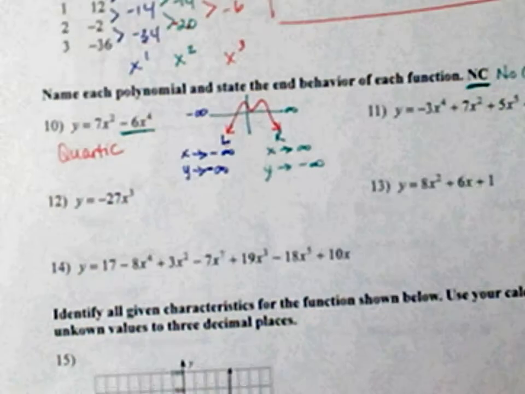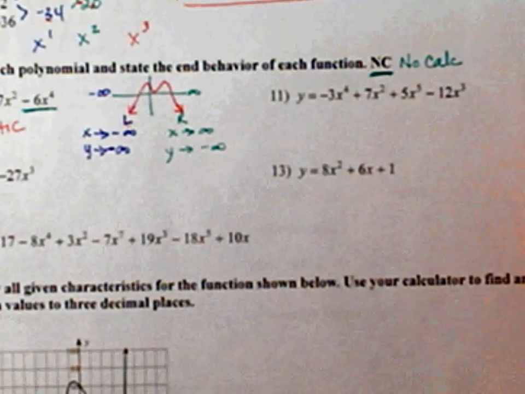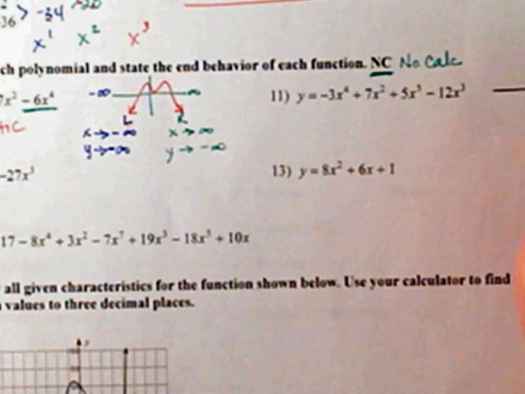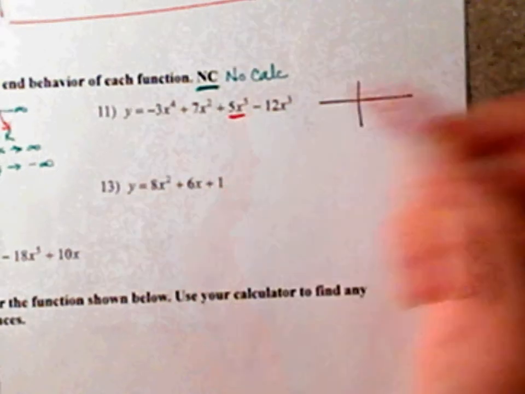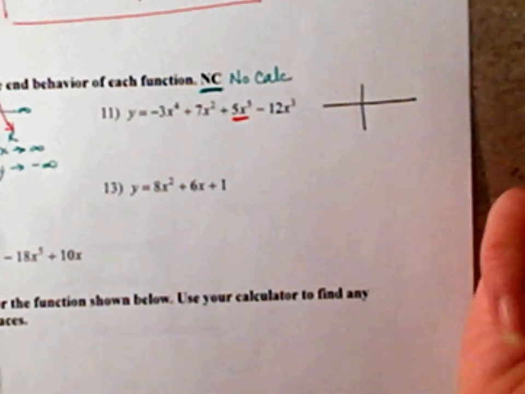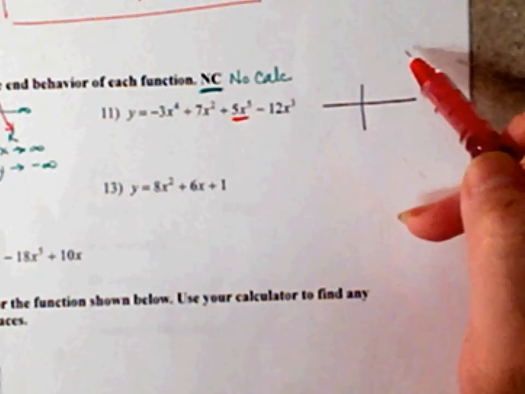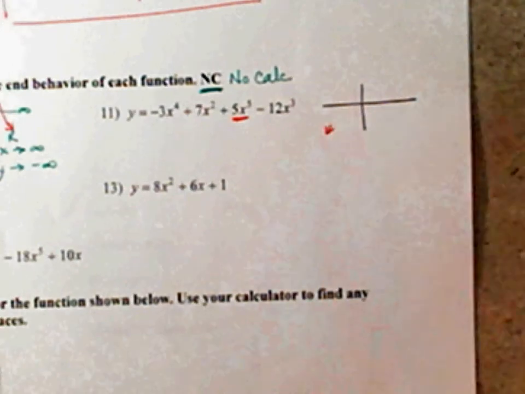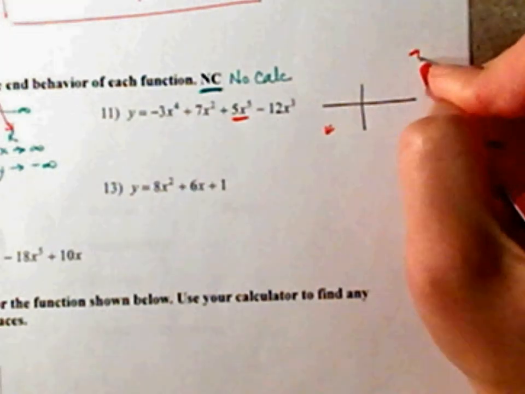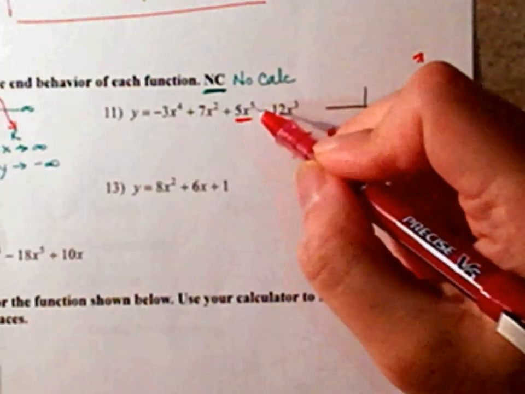No calculator. Number 11, okay? Plot your graph. Let's take a look. Highest degree right here is a 5. It's an odd, so it's going to start in the third quadrant and end in the first quadrant. Notice it's a positive. If it's a positive, it's going to start in the third quadrant, and it's going to end in the first quadrant, okay? And it's to the fifth, so you should have four loops.